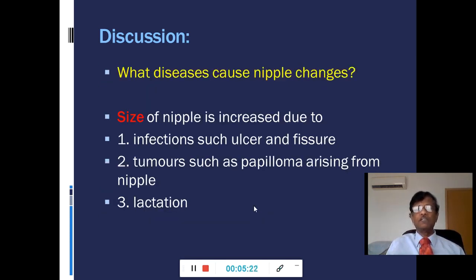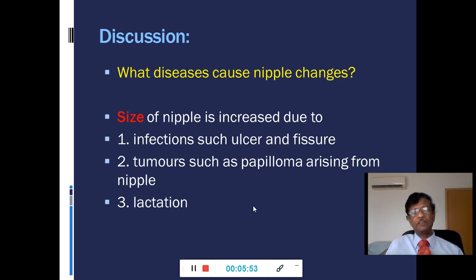What diseases cause nipple changes? Carcinoma breast and benign tumors. Okay, but we can divide them as per the change. The size of the nipple is increased due to infections, when there is an inflammatory process going on, such as an ulcer or a fissure. Tumors such as a papilloma can also arise from the nipple, resulting in a difference in size.